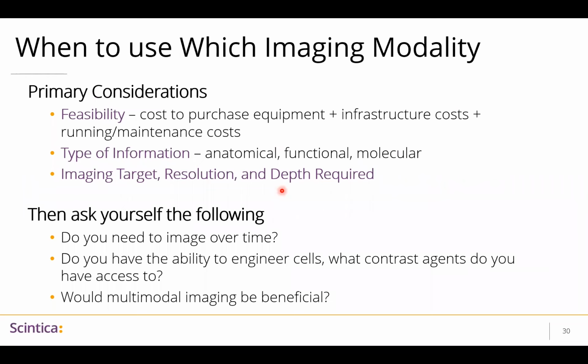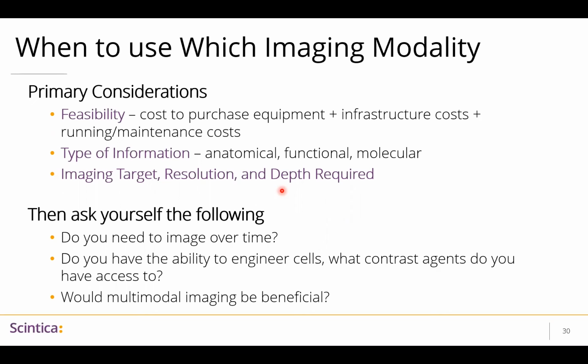So now that we've taken some time to look at the different imaging modalities, let's start to think about what modality makes sense for you to use in your imaging subject or in your research project. The primary considerations are going to come into play with feasibility. What's the cost of the equipment to purchase? What are the infrastructure costs for you to install it? The running and maintenance costs, things like that.